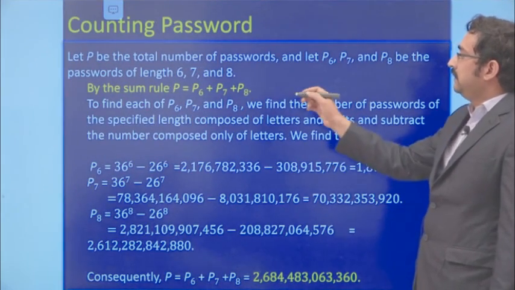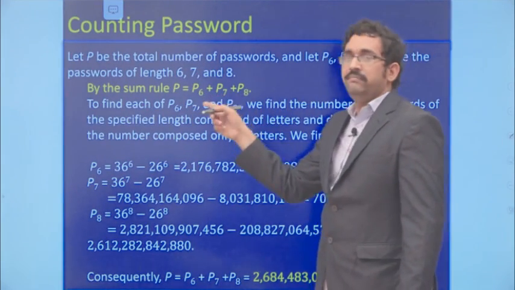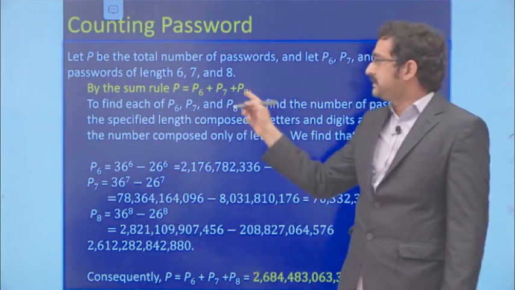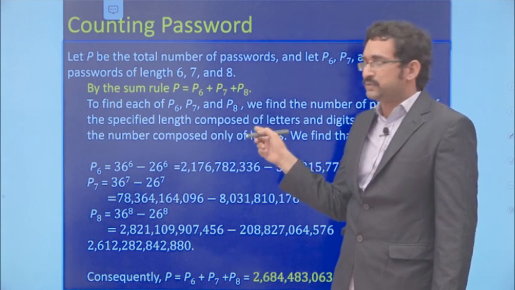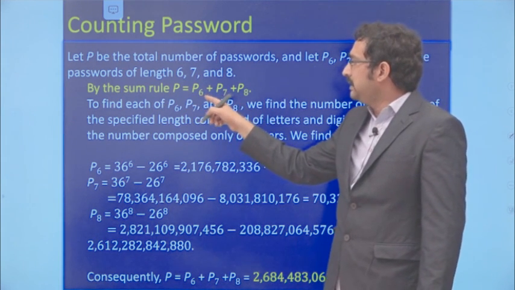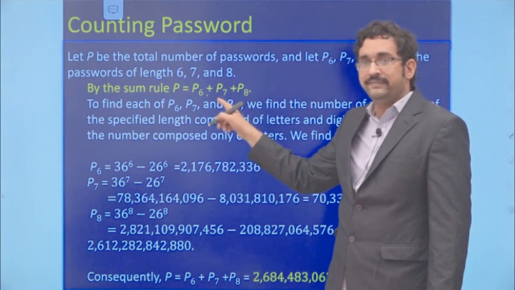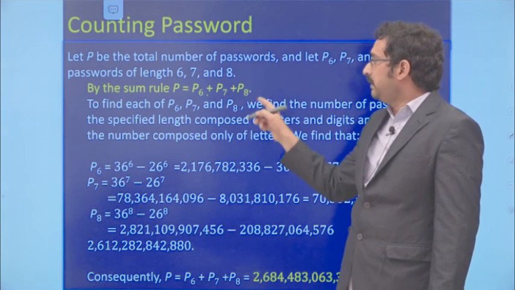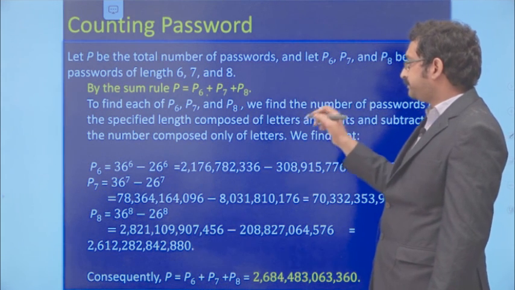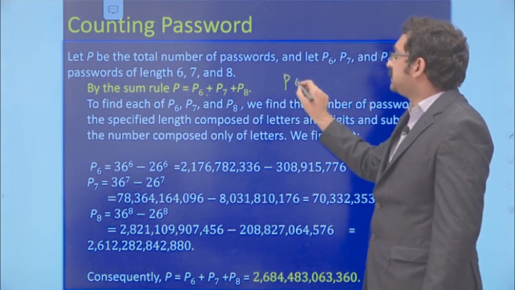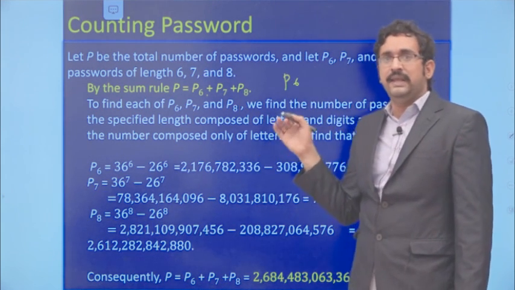Here we have to find the number of passwords of length 6 or 7 or 8. That's why we have to apply the sum rule. That's why P equals P6 plus P7 plus P8. Next we have to find P6, P7, P8. What is P6? Passwords having length 6.